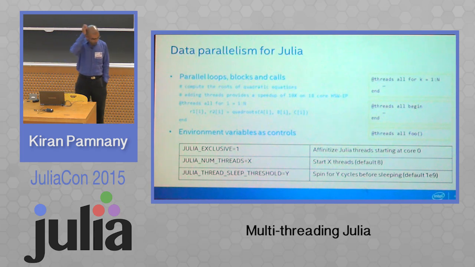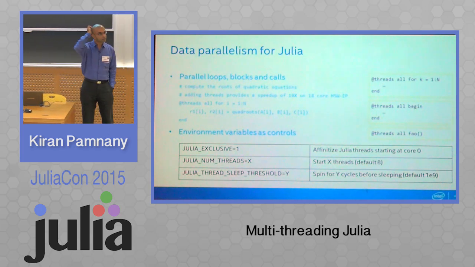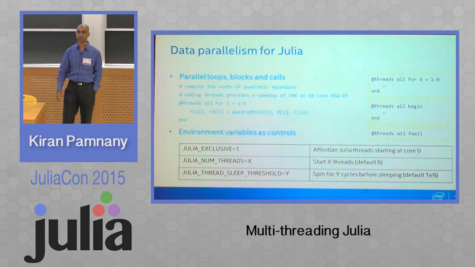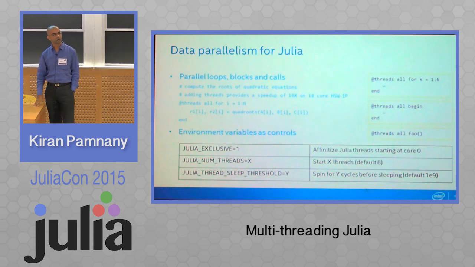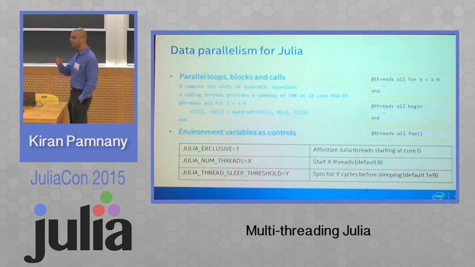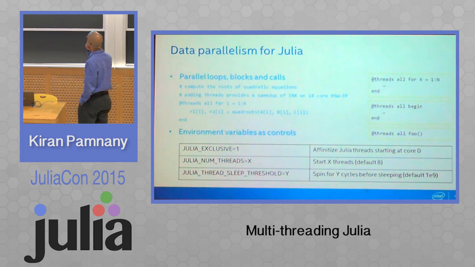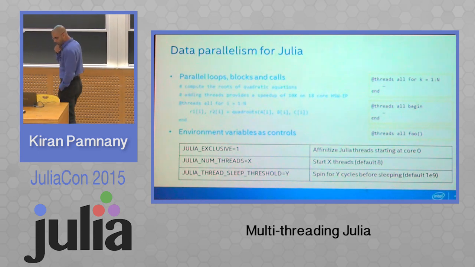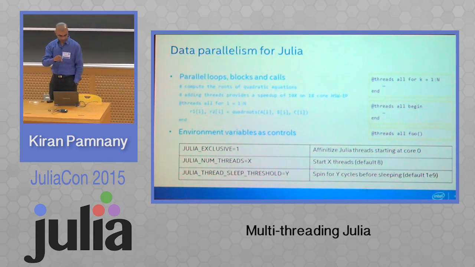So what we have done with Julia is kind of the most basic, simple thing out there. It is data parallelism, parallel loops essentially. A little bit more than that, but that's kind of clear here: parallel loops, parallel blocks, begin-end blocks, and parallel calls. This little code snippet up there is how it works.